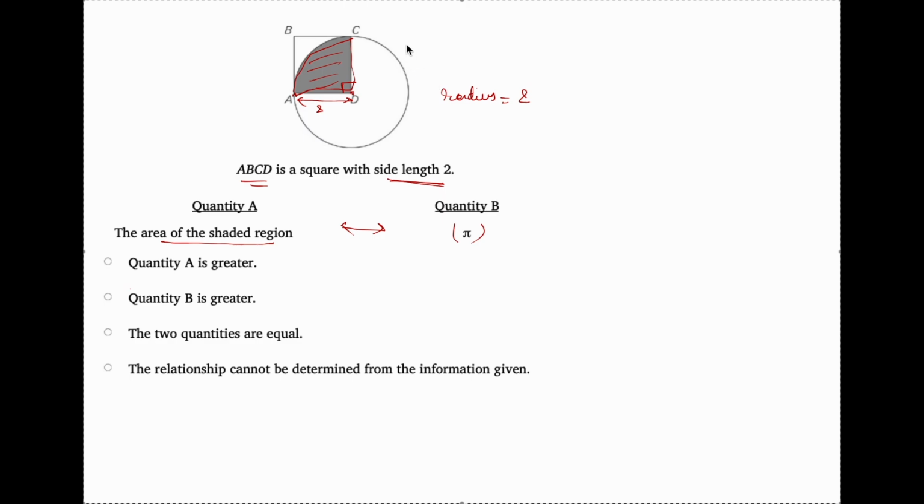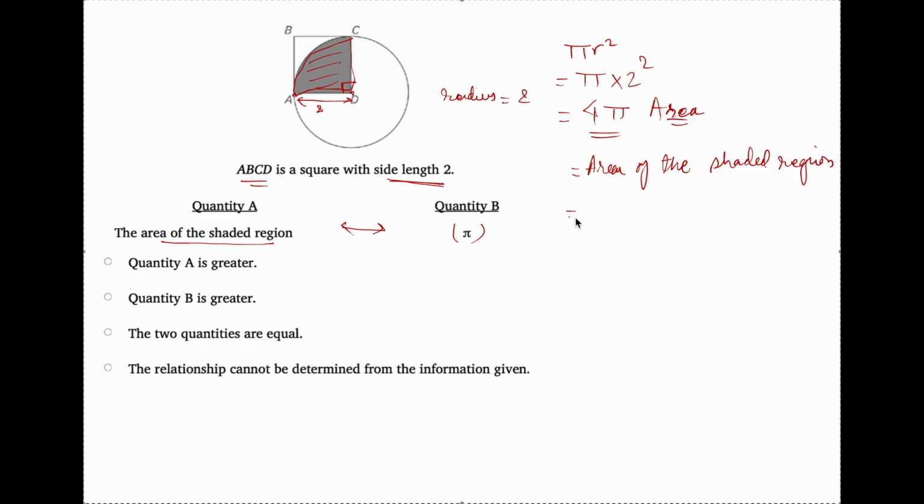So let us find the area of the circle first. The area of the circle is pi r square, and pi multiplied by 2 square equals 4 pi. So this is the area of the circle, but this shaded region is 1/4 of the circle. So the area of the shaded region equals 4 pi divided by 4, which equals pi. Which means that this value equals this value. Hence option C, the two quantities are equal, is the correct answer to this question.